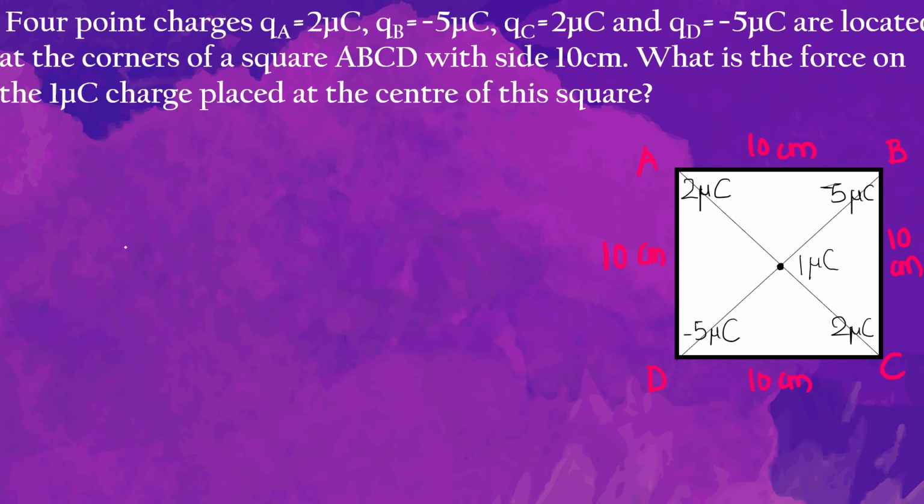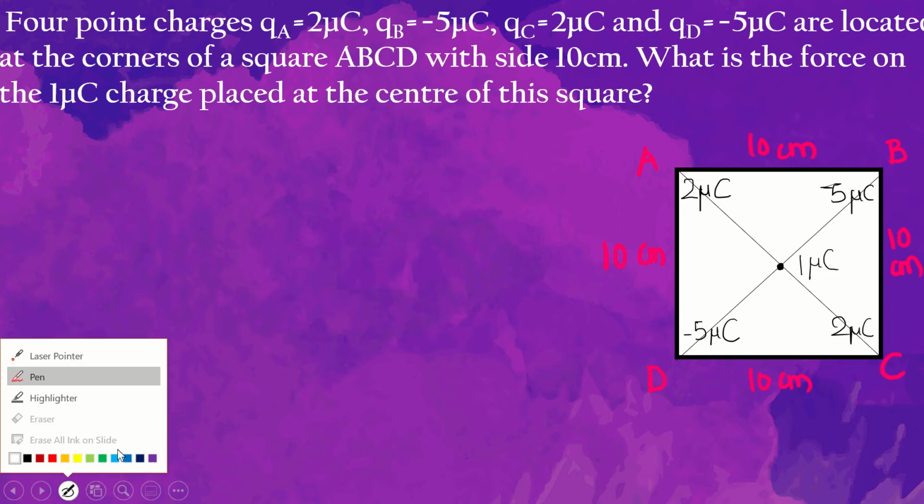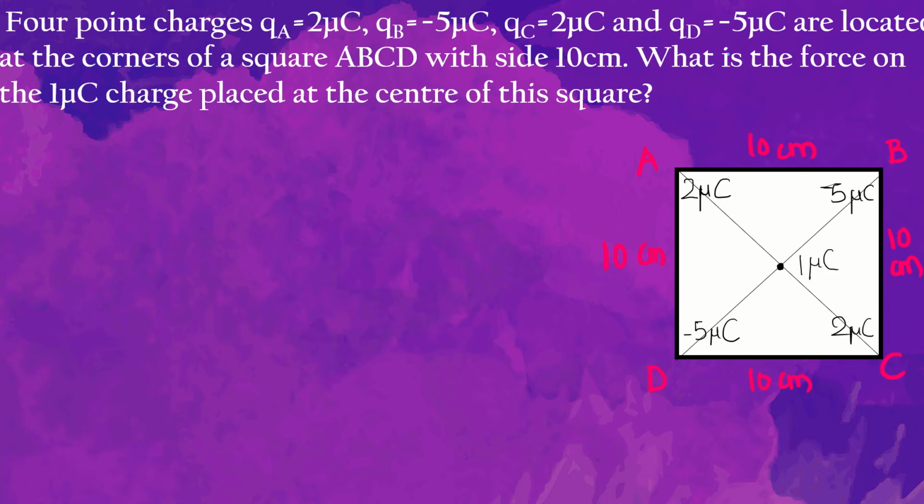Four point charges QA equals 2 microcoulomb, QB equals minus 5 microcoulomb, QC equals 2 microcoulomb, and QD equals minus 5 microcoulomb are located at the corners of a square ABCD of side 10 cm. Find the force on a 1 microcoulomb charge placed at the center of the square.